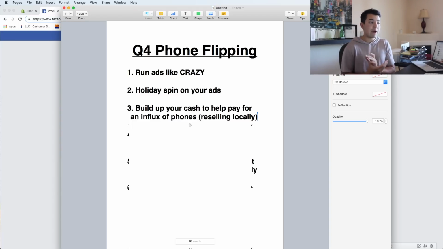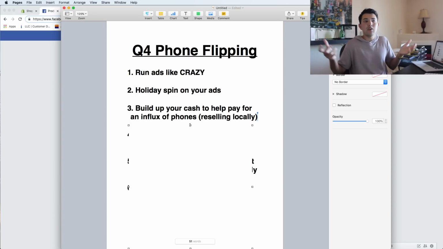So you always want to have enough cash, and one way you could do that is just reselling locally. Obviously the easiest way is to resell locally and build up your cash flow that way. That's how I always teach beginners to do it: buy cheaper phones, build up that cash, buy a newer phone, build up that cash, buy a newer phone, build up that cash, up to about 2, 3, even $4,000 or $5,000 in cash on you. And yeah, that's a lot of money, but in Q4 that goes like that.